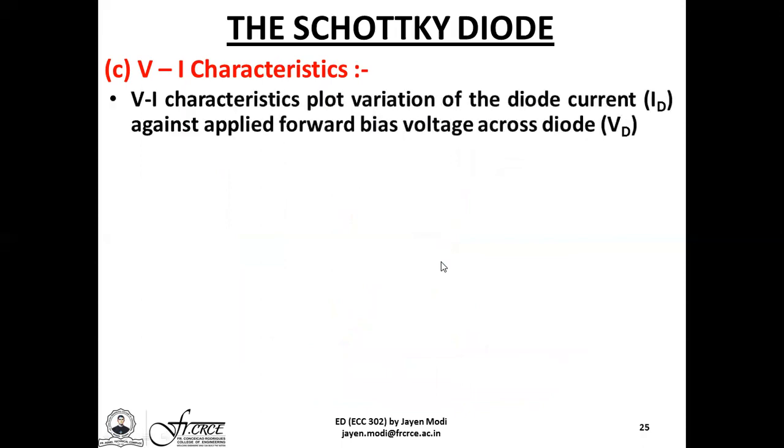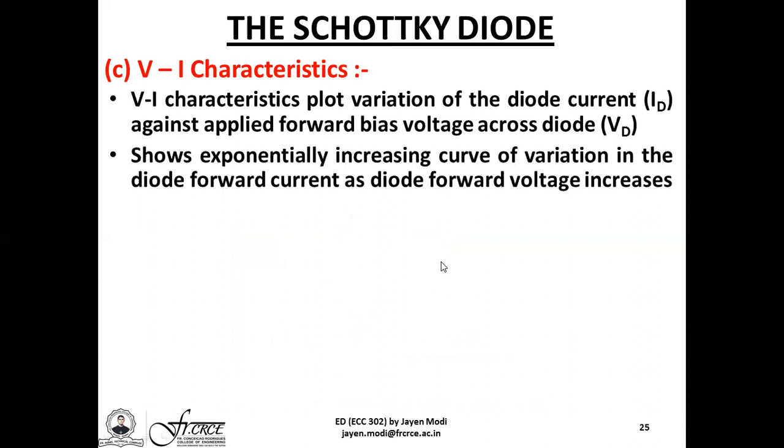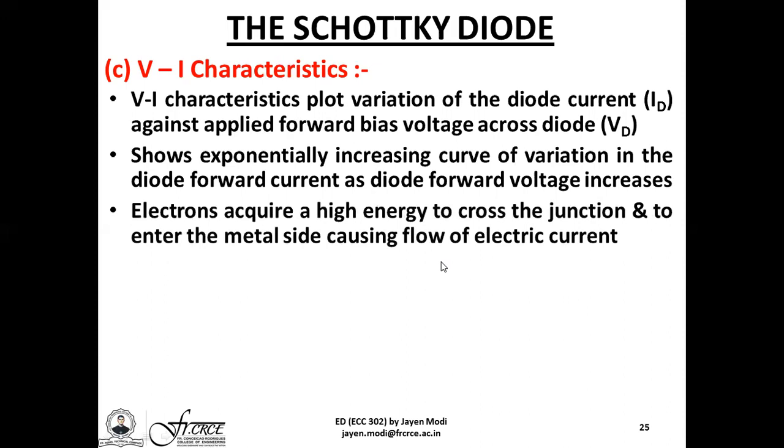As we plot the VI characteristics, they are basically a plot of the variation of the diode current ID against the applied forward bias battery voltage VD. This shows an exponentially increasing curve of the diode forward current as the diode forward voltage increases. This is again modeled by the same Shockley's equation as we had seen much earlier. The electrons acquire a very high energy to cross the junction and to enter the metal side, causing the flow of electric current.